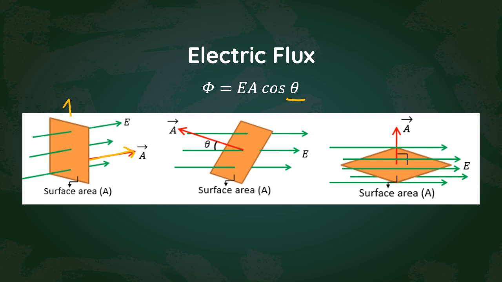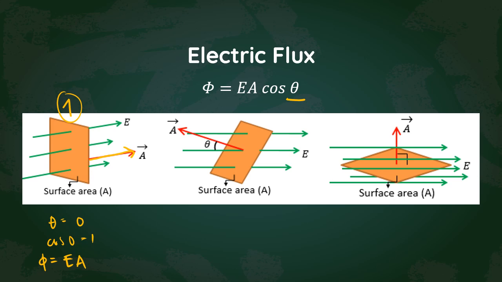For this case, the area vector is parallel and in the same direction as the electric field. When the area vector and electric field are parallel, the angle between them is 0, and cosine 0 is equal to 1. That's why for this case, you can solve for electric flux by just multiplying electric field and the area vector.